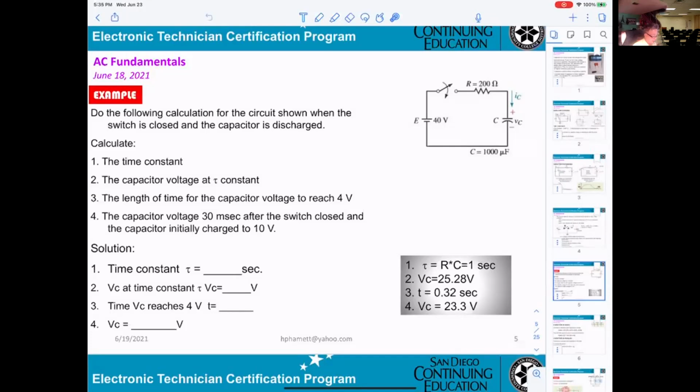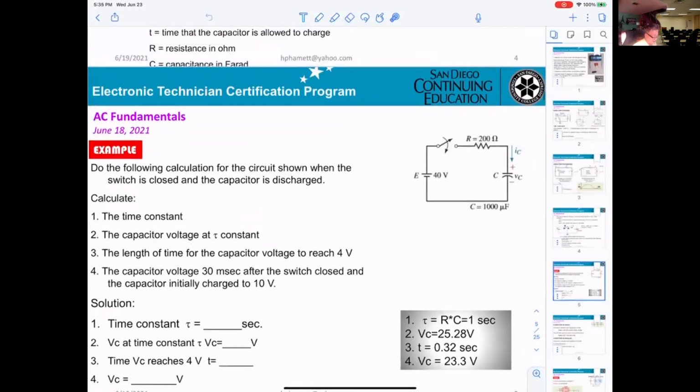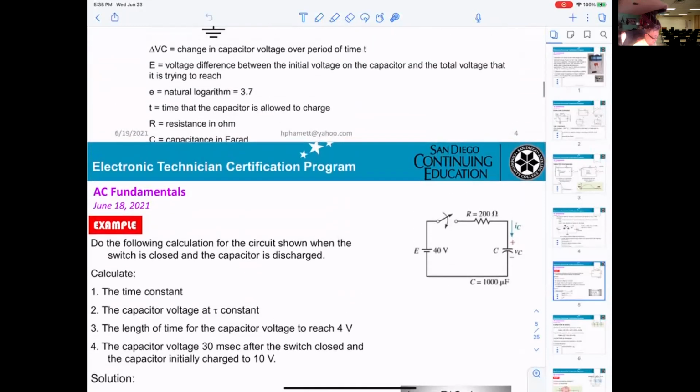So make sure you know how to calculate the time constant. Calculate it, tell me what you get.